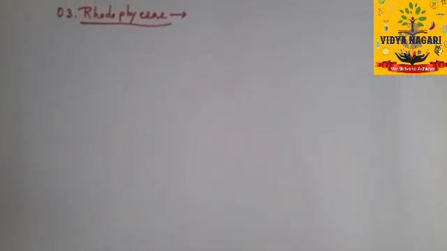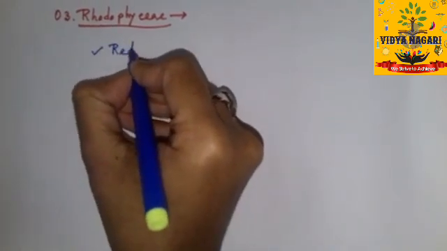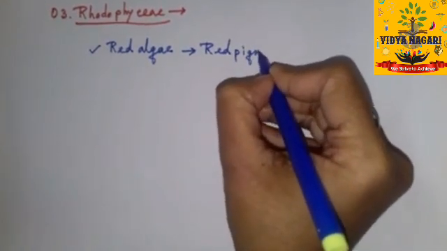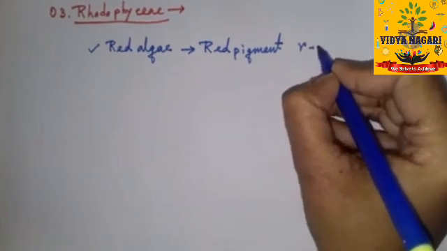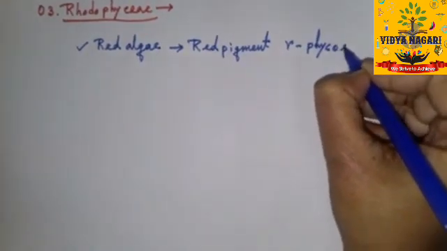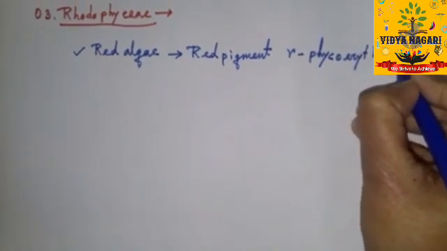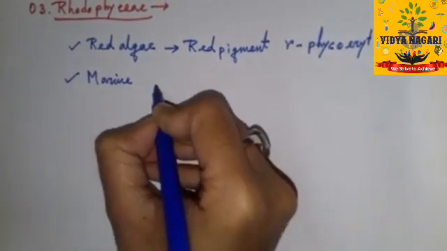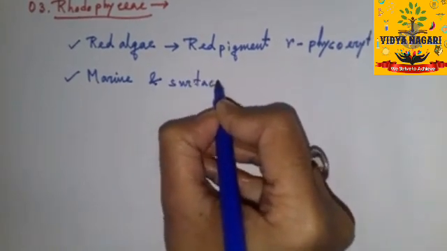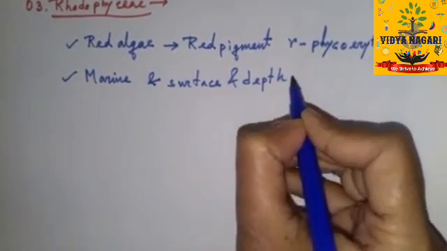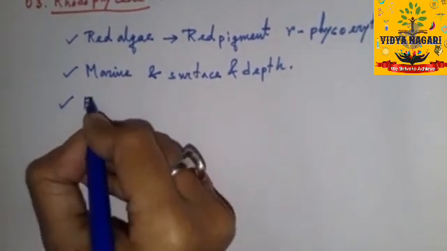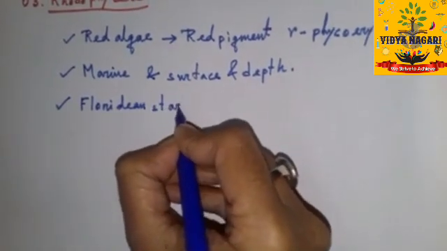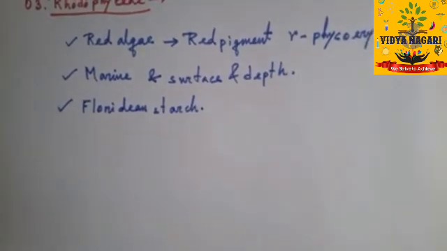And the last class is Rhodophyceae. They are known as red algae due to the presence of the red pigment phycoerythrin. They are mainly marine and can live both at the surface of water and in the depth of the ocean, and they store their food as floridean starch, which is similar to amylopectin and glycogen in structure.